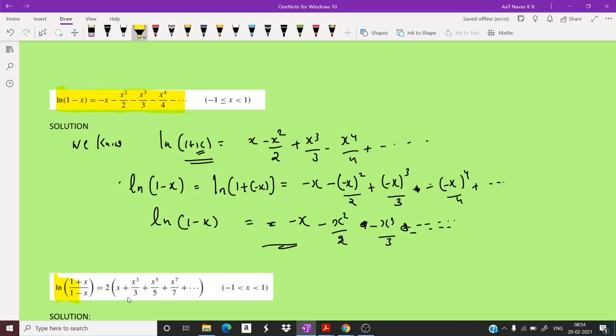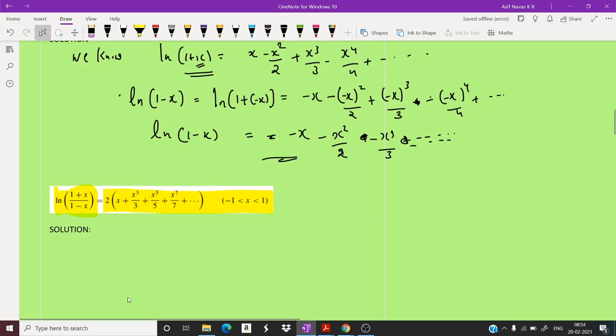Now how to find out log of (1 + x) divided by (1 - x)? This equation. Anybody have any idea?